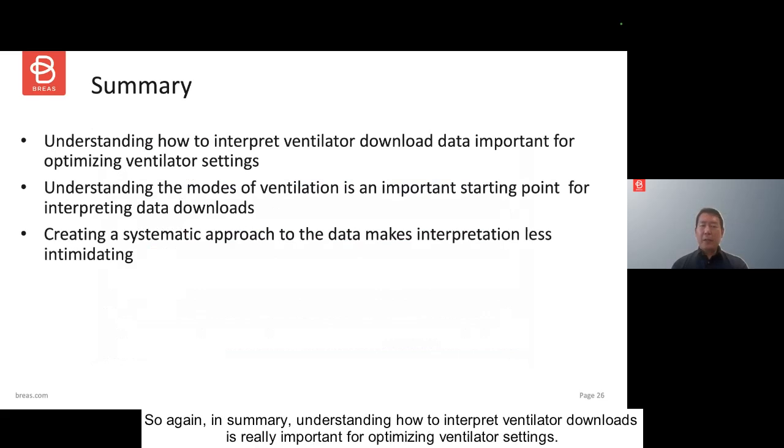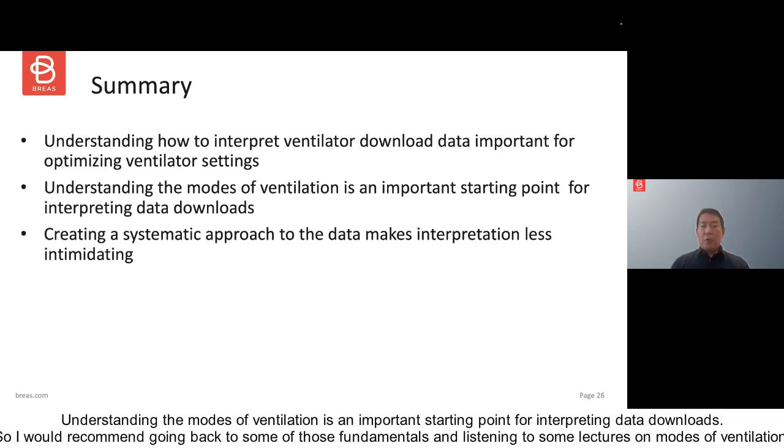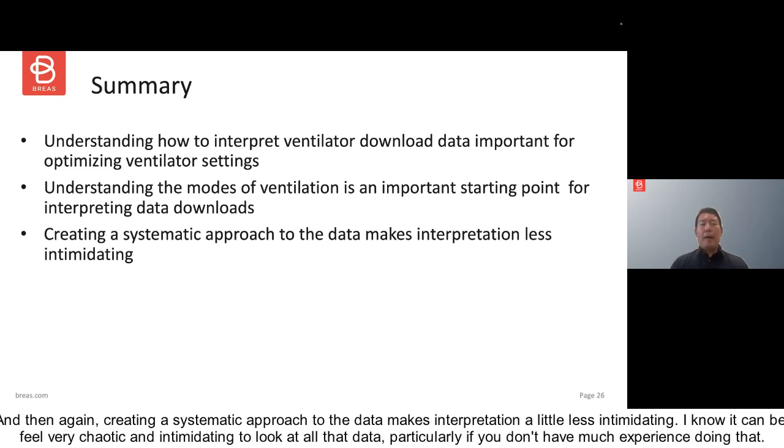So again, in summary, understanding how to interpret ventilator downloads is really important for optimizing ventilator settings, and this will have repercussions in terms of usage, compliance, all the things that are important to improve patient outcomes. Understanding the modes of ventilation is an important starting point for interpreting data downloads, so I would recommend going back to some of those fundamentals and listening to some lectures on modes of ventilation. And then again, creating a systematic approach to the data makes interpretation a little less intimidating.